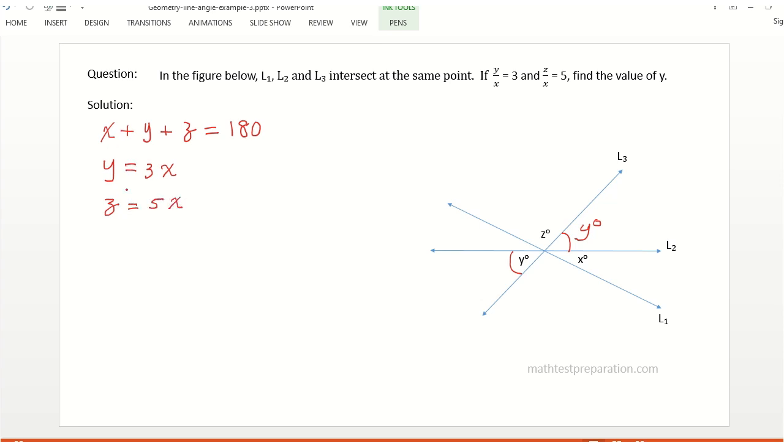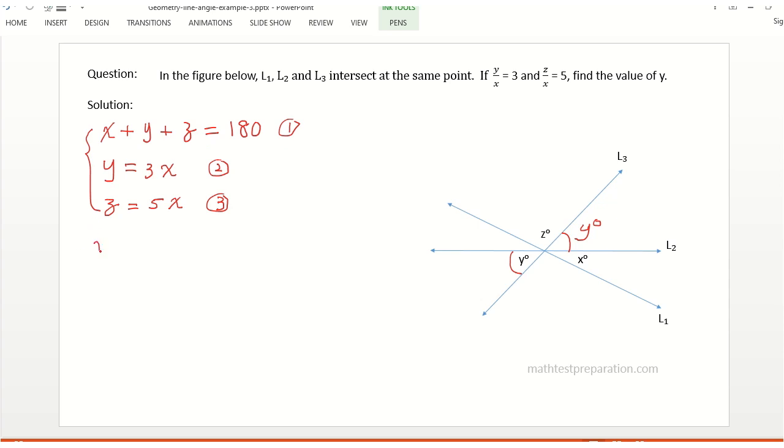Now we have 3 equations. Name this equation 1. This is our equation 2. And this is our equation 3. We have 3 equations for 3 variables. So we substitute y and z, from equations 2 and 3, into equation 1. So we get a one variable equation.